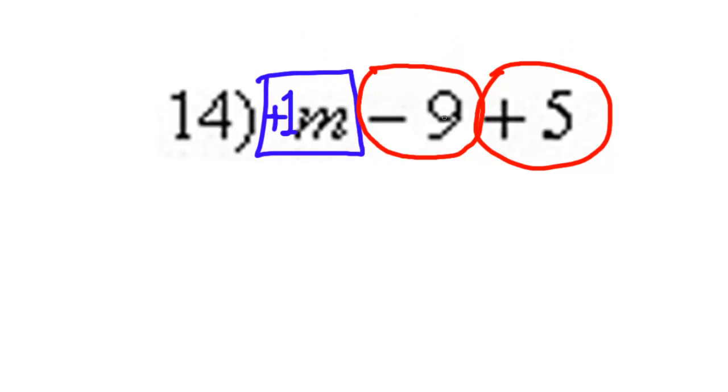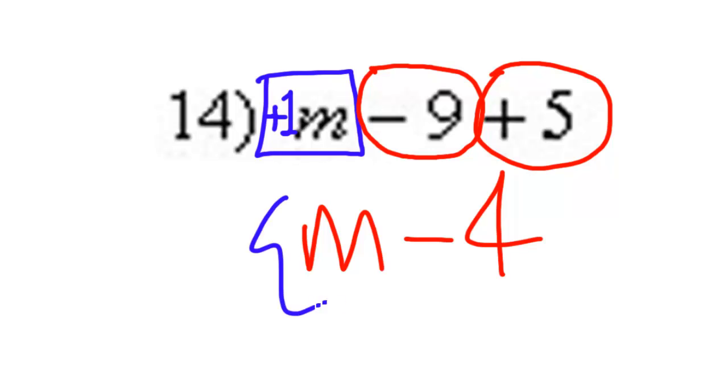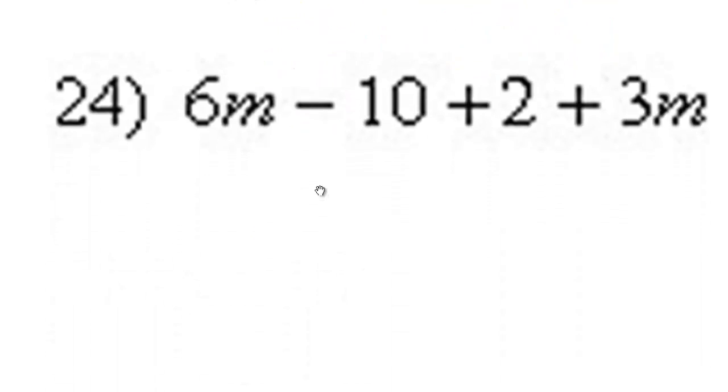So what we can do is combine negative 9 with positive 5. Negative 9 plus 5 is going to be negative 4. And m is just m. We're just simply bringing it down. So the answer is m minus 4. Great. Let's take a look at number 26.